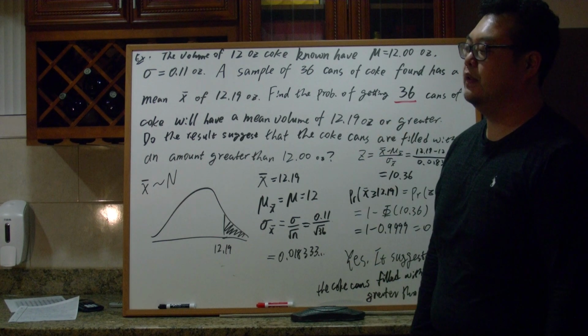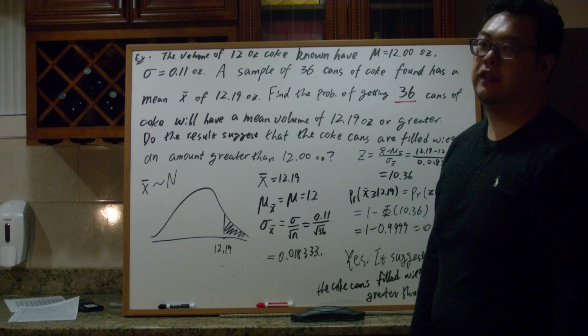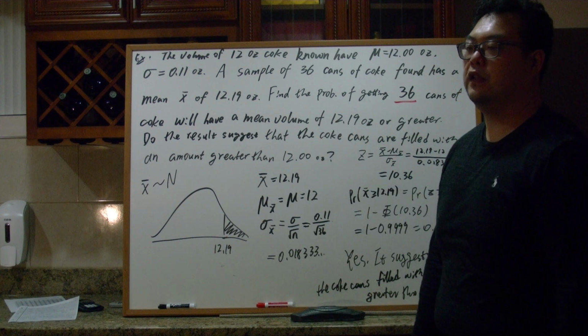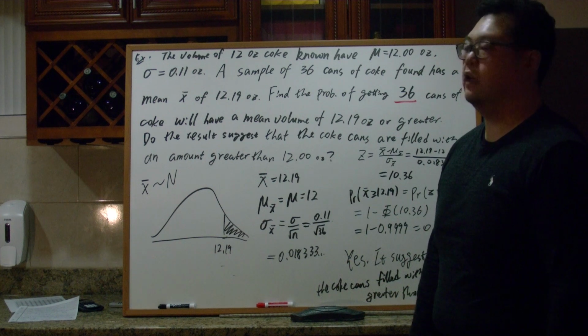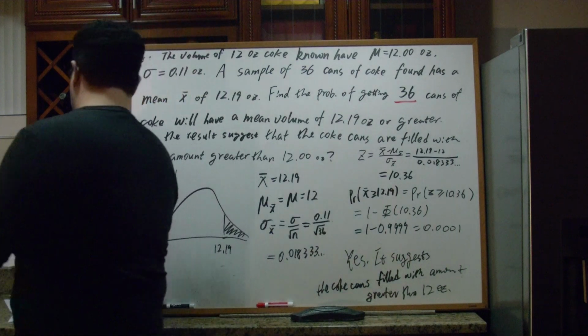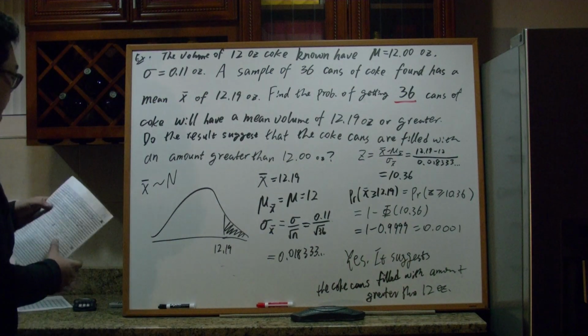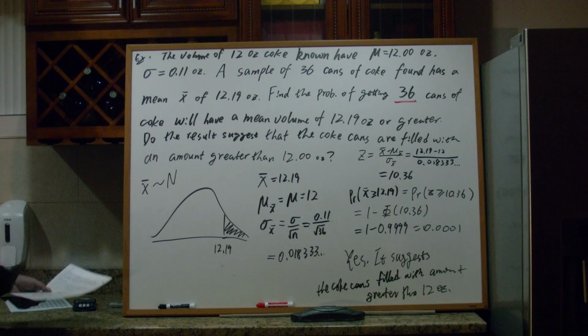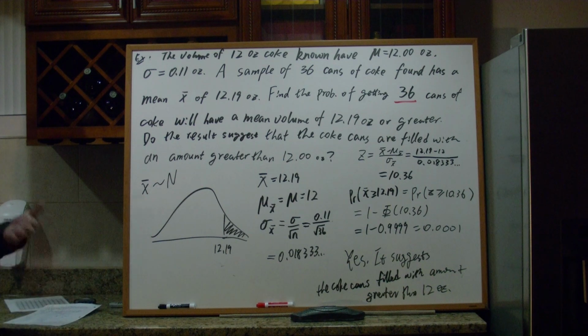So we'll see some other approximation next time. This is about the normal distribution and the central limit theorem. We'll see more. Another thing is that the binomial distribution could be approximated by the normal distribution. I will show that next time.